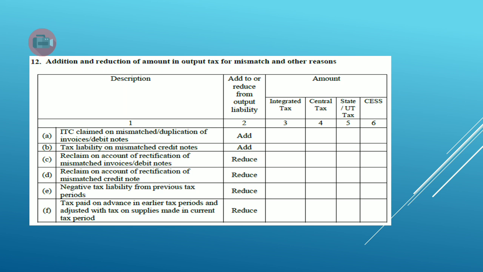You can see these in columns and rows. ITC claimed on mismatch, duplication, invoice; tax liability on mismatched credit notes; reclaim on amount of rectification of mismatched invoice or debit notes; reclaim on account of rectification; negative tax liability from previous tax period; tax paid on advance in earlier periods and adjusted with the tax on supplies made in the current tax period.